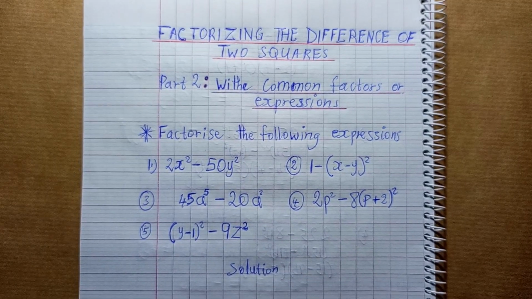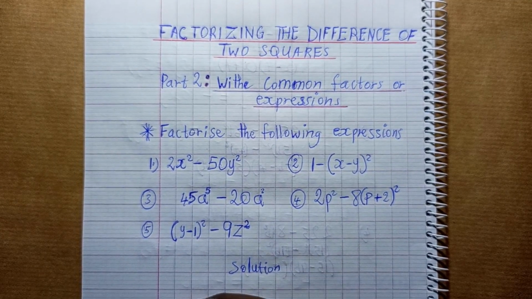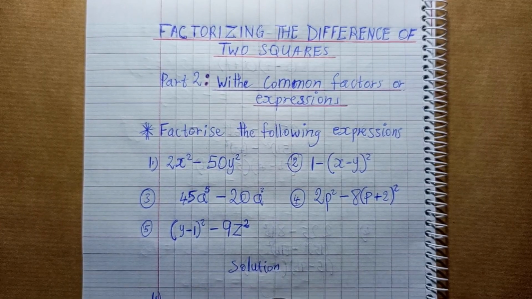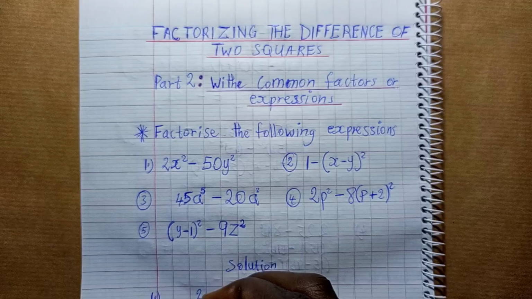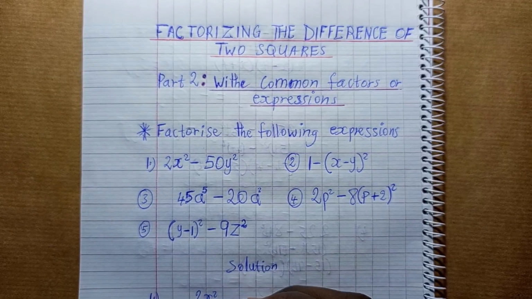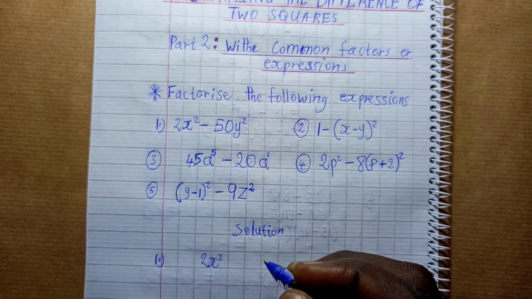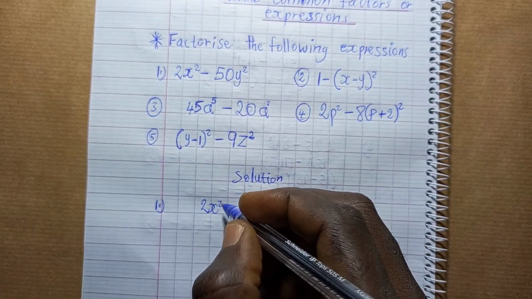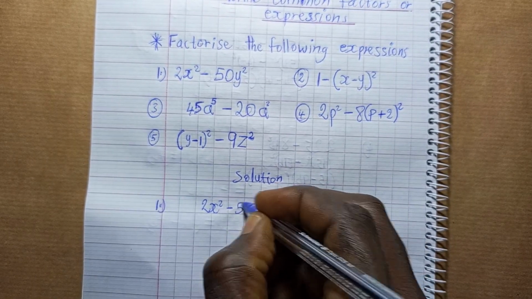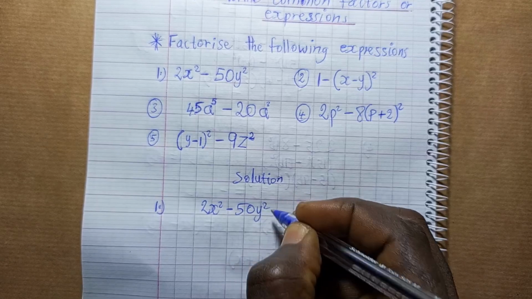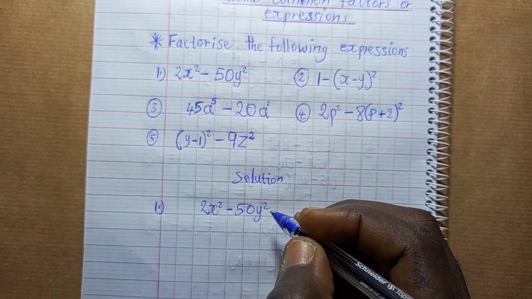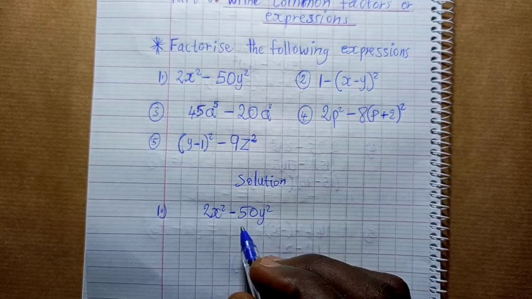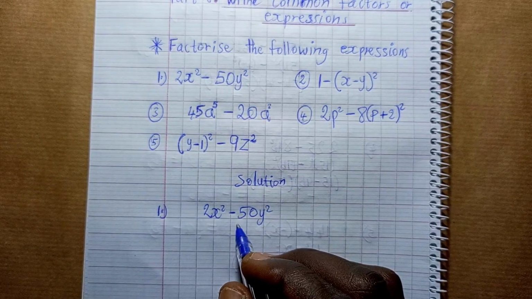Solution number 1. For the number 1, we have 2x square minus 50y square. So this is the expression given to us. The first step here is to bring out the common factors.